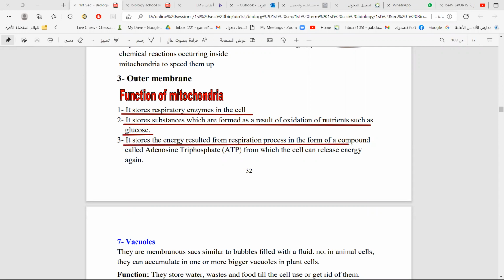They store energy resulting from the respiration process in the form of a compound called ATP, adenosine triphosphate. When we burn glucose, we make an energy molecule called ATP, and we can send it anywhere in the cell. So the ATP is made inside the mitochondria.